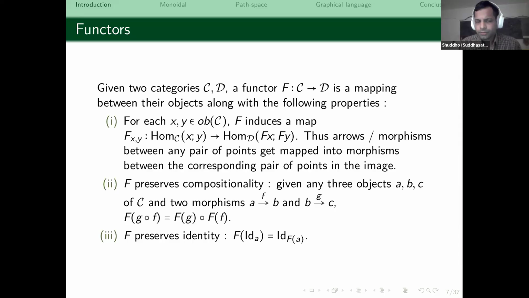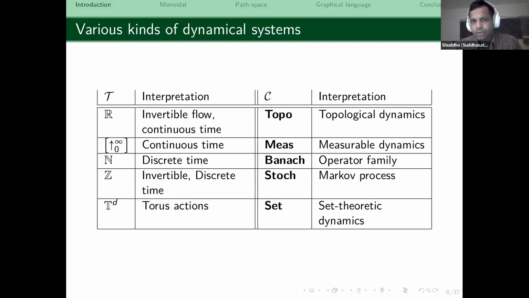So the first thing to observe, now that we have an idea of what a category is and what a functor is, is that a dynamical system, any dynamical system, can simply be interpreted as a functor. This is one of the most effective and simple descriptions of a dynamical system that I have seen. And of course, there can be different choices of the time structure.